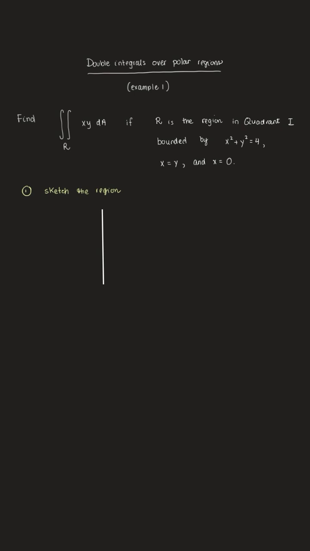You can see that the first equation, x squared plus y squared equals 4, is a circle of radius 2. Now, since we're only in quadrant 1, I'm just going to draw the part of the circle with radius 2 in quadrant 1. And so this is 2, and that's 2. Another function that's creating a bound for our region is the line y equals x. So there is the line y equals x.